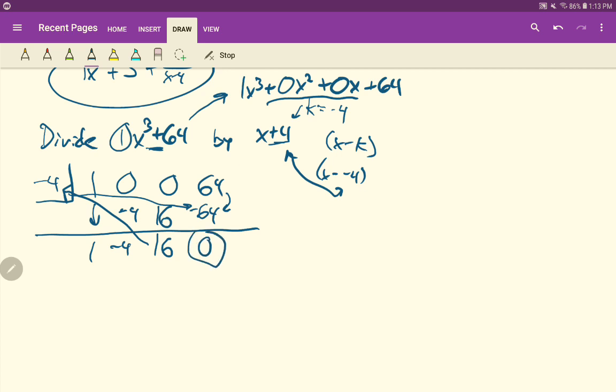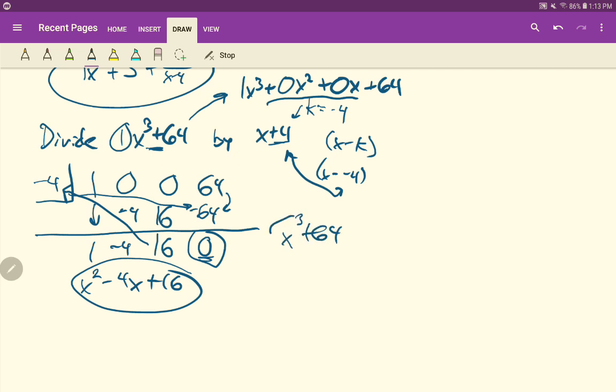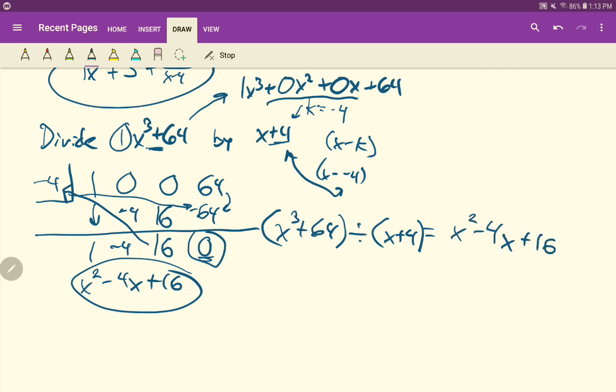So what's our result here? We end up with x squared minus 4x plus 16, with no remainder. So, in other words, x to the third plus 64 divided by x plus 4 is the same as x to the second minus 4x plus 16.